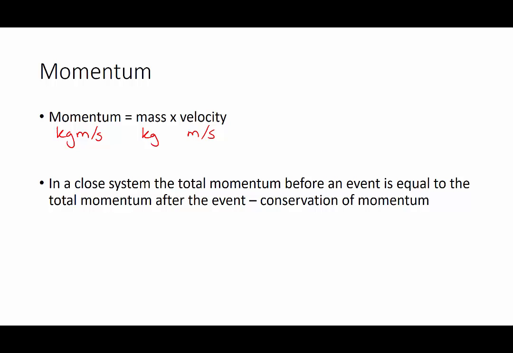Now, the principle of conservation of momentum tells us that in a closed system, the total momentum before an event is equal to the total momentum after the event. So what that means is, say for example a collision or an explosion, if you calculate the total momentum of the objects before they collide or explode, that's going to be equal to what the total is afterwards. You will be given enough of these things that you can work out the rest.